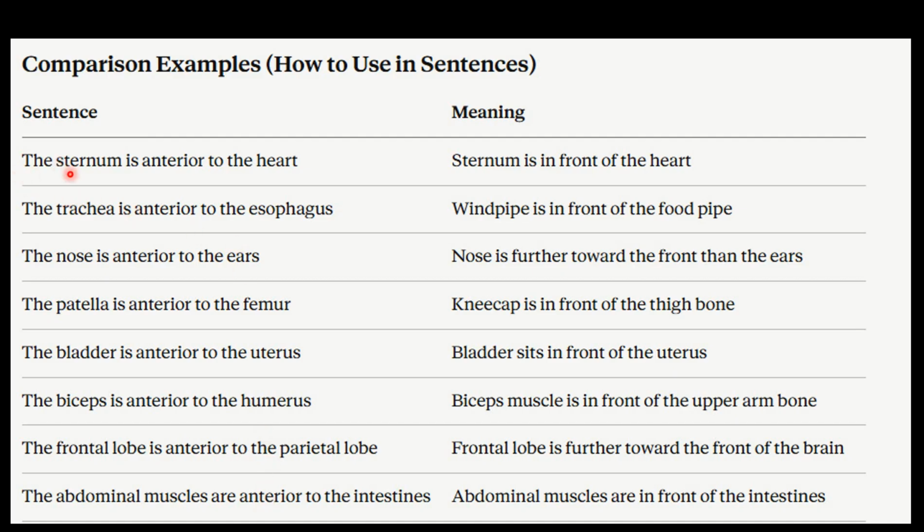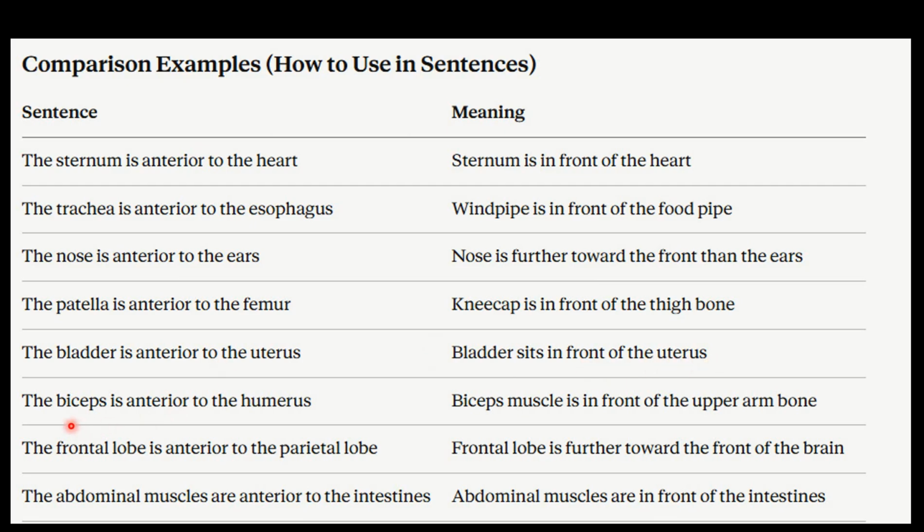Okay, so the first sentence is, the sternum is anterior to the heart, which means the sternum is in front of the heart. Clear? Then the trachea is anterior to the esophagus. Windpipe is in front of the food pipe. Okay, the nose is anterior to the ears. Nose is further toward the front than the ears. The patella is anterior to the femur. Kneecap is in front of the thigh bone. The bladder is anterior to the uterus. Bladder sits in front of the uterus.